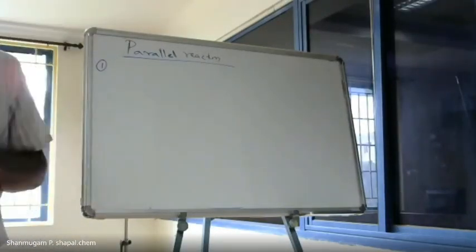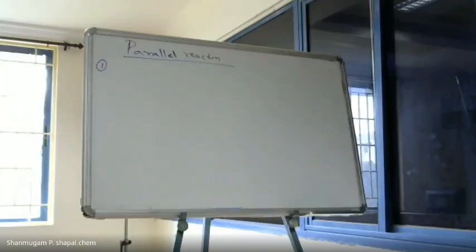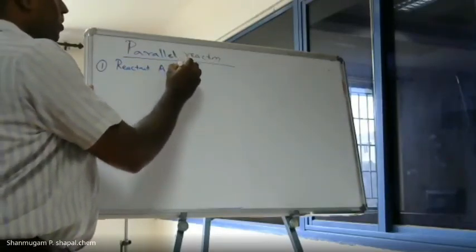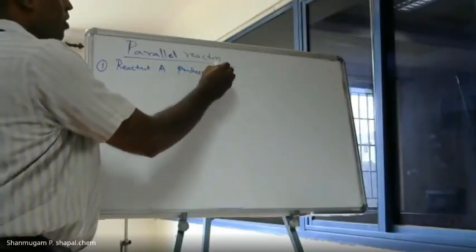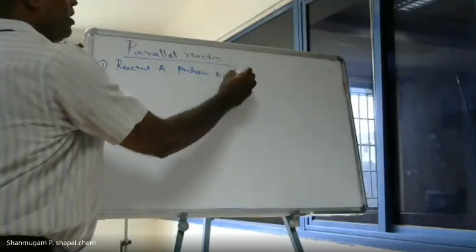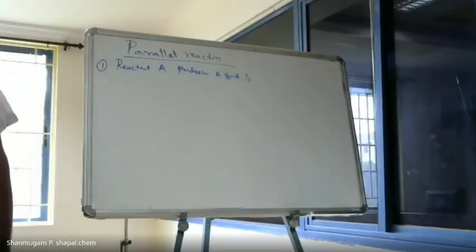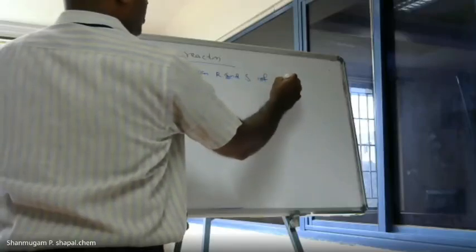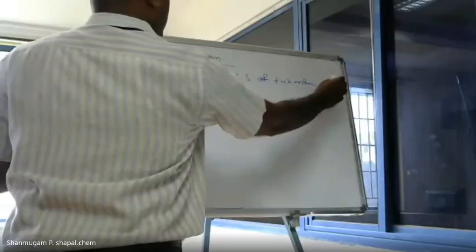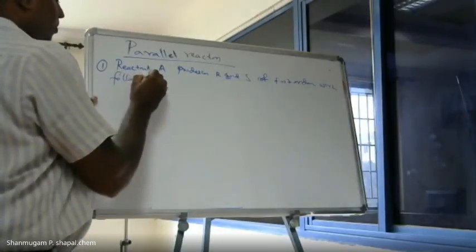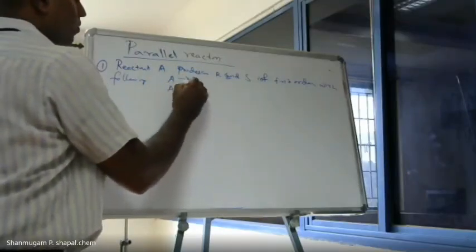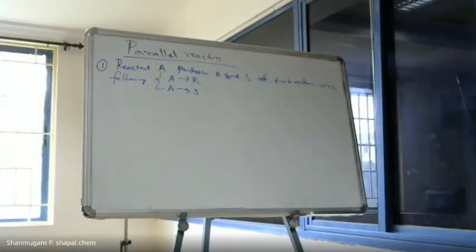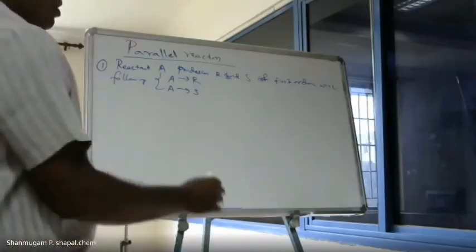So we will go with the problem now, that the reactant A in a liquid produces R and S, by the following reaction mechanisms of first order: A gives R and A gives S. These are the two mechanisms, and it's first order.